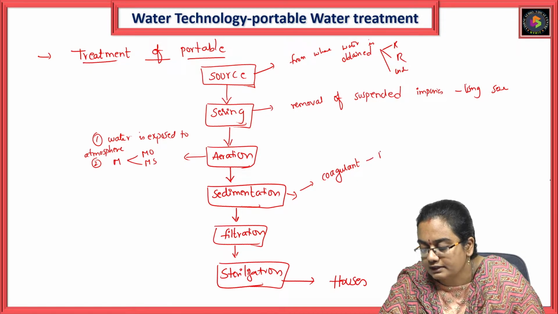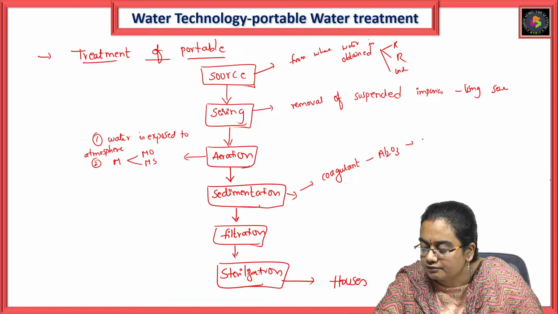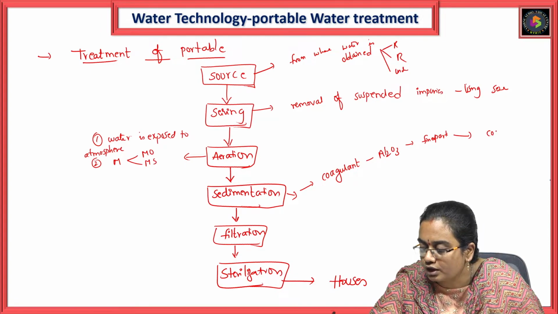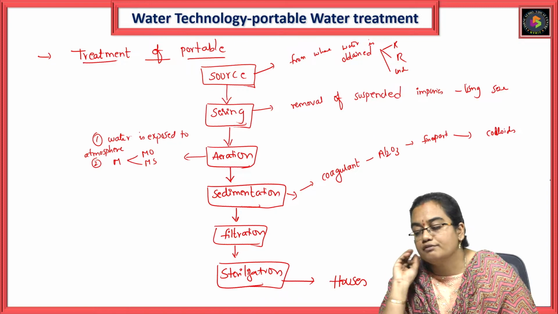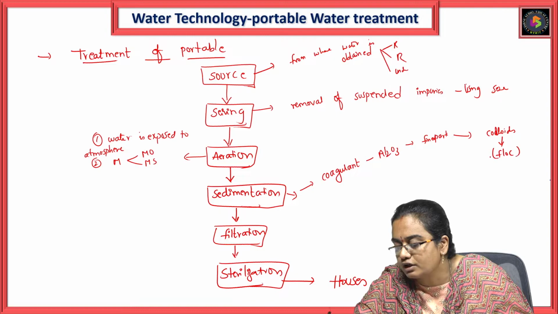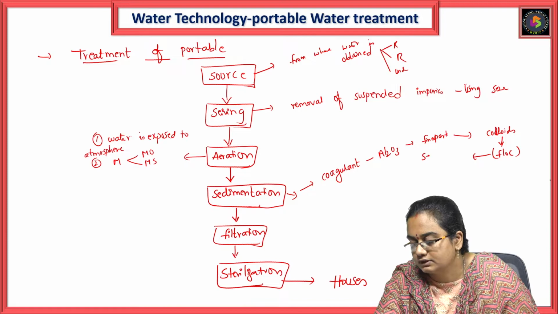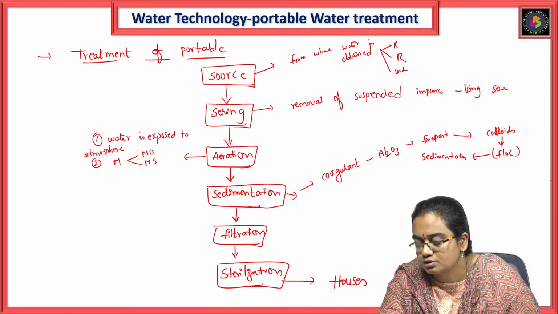So when coagulant like Al2O3 is added, what is happening here? The fine particles get converted into colloids. That colloids are known as your floc. This floc can be easily removed by the sedimentation process. So what do you mean by this?